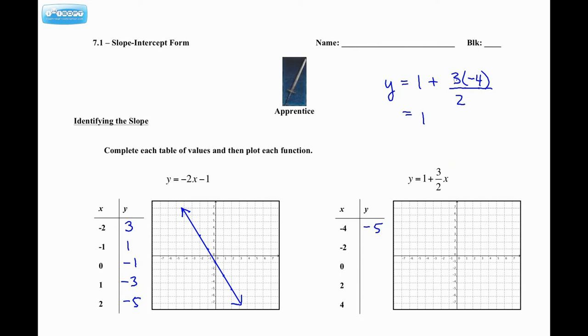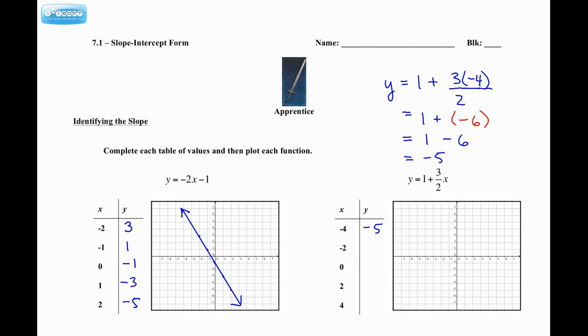Now let's work what this is. So we have 3 times -4, which is -12, and then we're dividing by 2. So that becomes -6. So this is plus, I'll put this in brackets, doesn't matter. There we go. But you should know that 1 plus -6 is just 1 take away 6. And we get the exact same answer as before. So whatever technique you choose to work with is totally fine. All right, let's try x is equal to negative 2. All right.